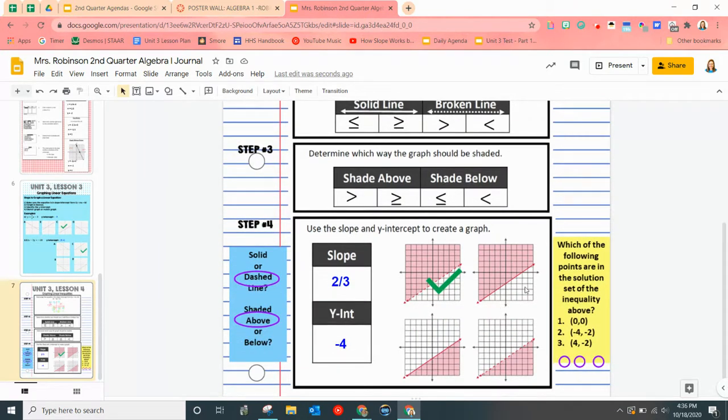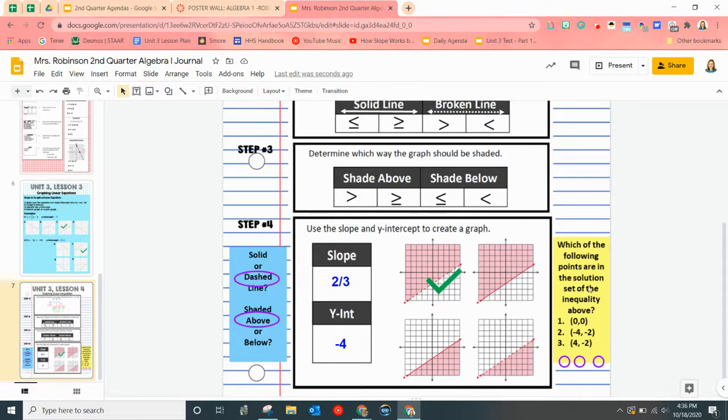So in order for you to get a true statement when you sub in those values for x and y, that's what your points are. They're solutions on the line as well. Then it has to be in the shaded area. Remember, it can be on the solid line or shaded area. But if it's a broken line, remember, we don't include it.